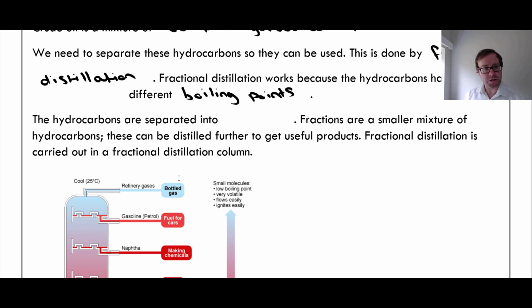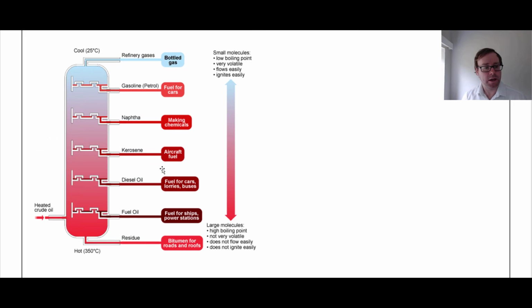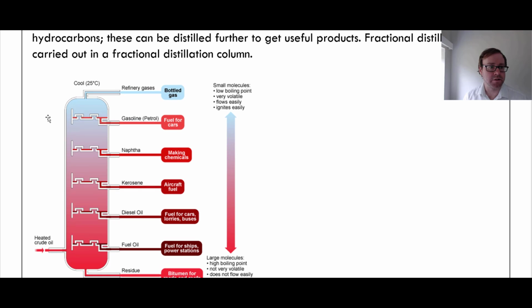Okay, so the hydrocarbons are separated into fractions. Fractions are a smaller mixture of hydrocarbons. These can be distilled further to get useful products. Fractional distillation is carried out in a fractional distillation column. And we have a diagram here.